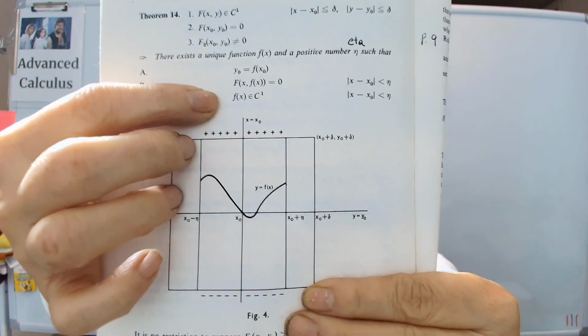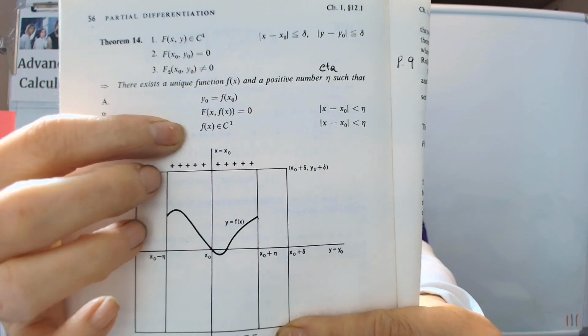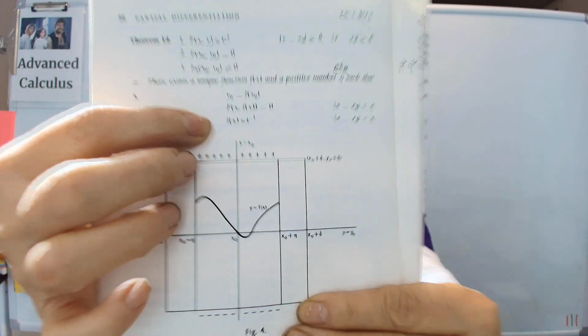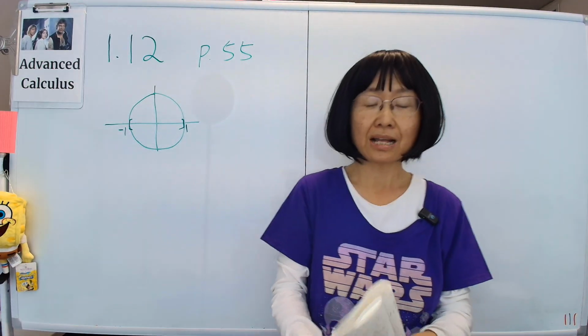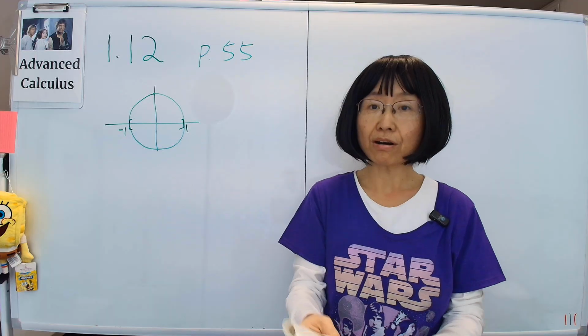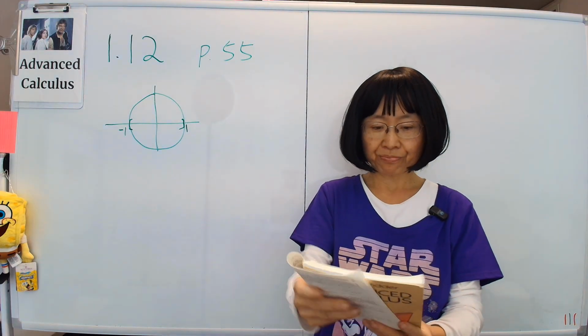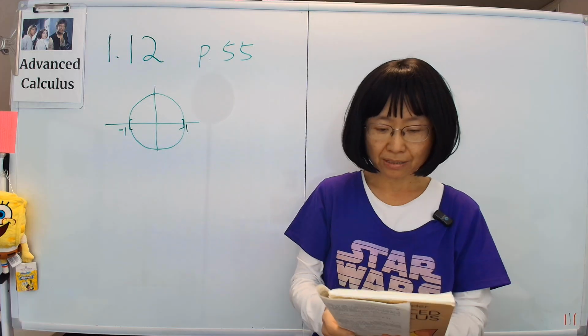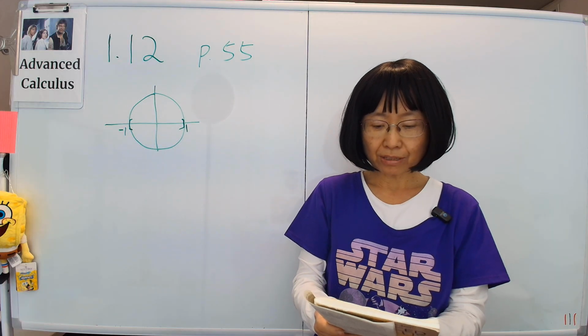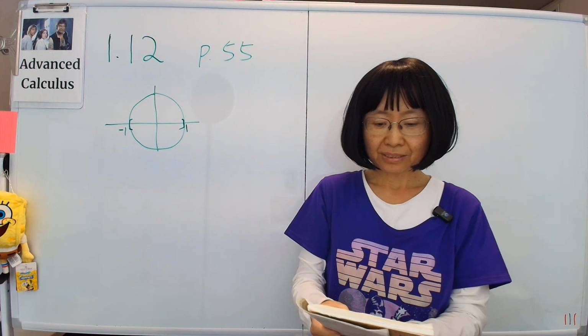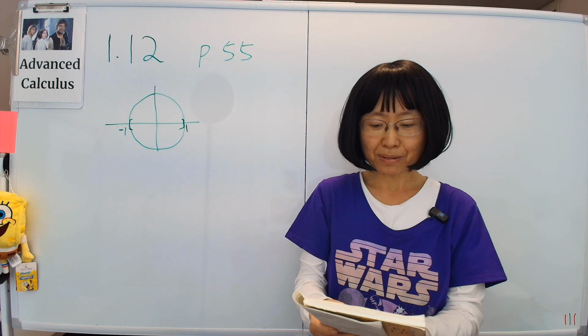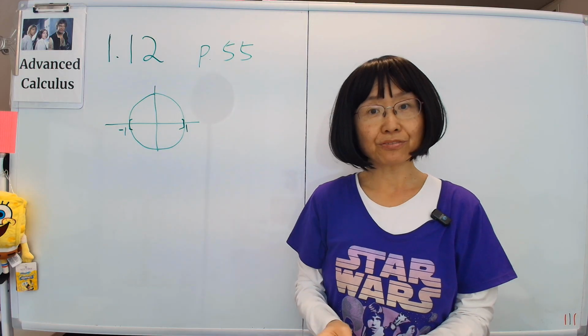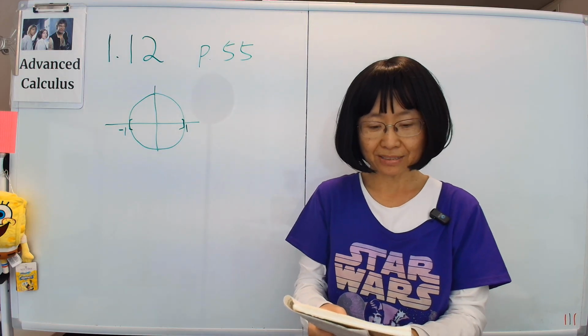And more importantly, this function that we yanked out is also going to be C1. That is, it has continuous first partial derivatives. And we'll prove all of those things right now. Okay, so first we assume that F2 is bigger than 0. And then what does that mean? Then that would mean F2 is bigger than half of F2 at x0, y0.